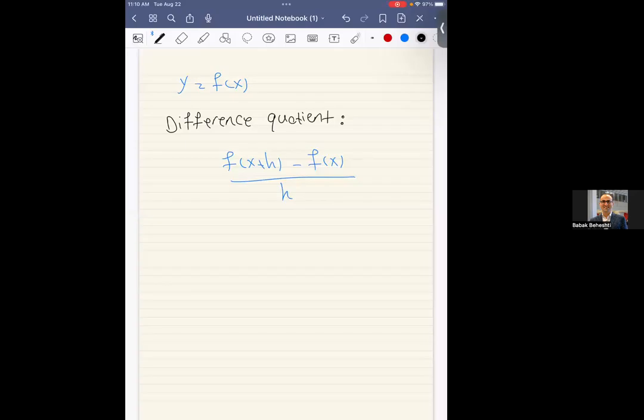Okay, so we have the difference quotient, which is just the rate of change of a function from x to x plus h. So the change in y is f of x plus h minus f of x, and the change in x is just h. This is called the difference quotient. And as I said, we have the instantaneous rate of change.